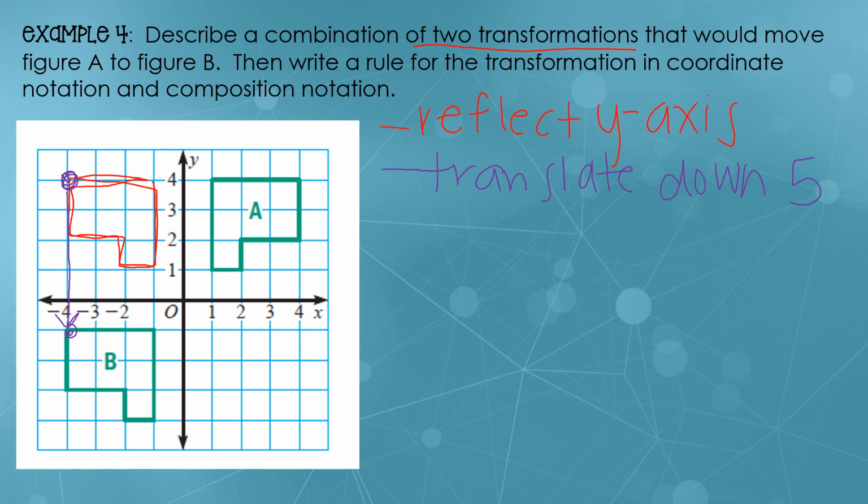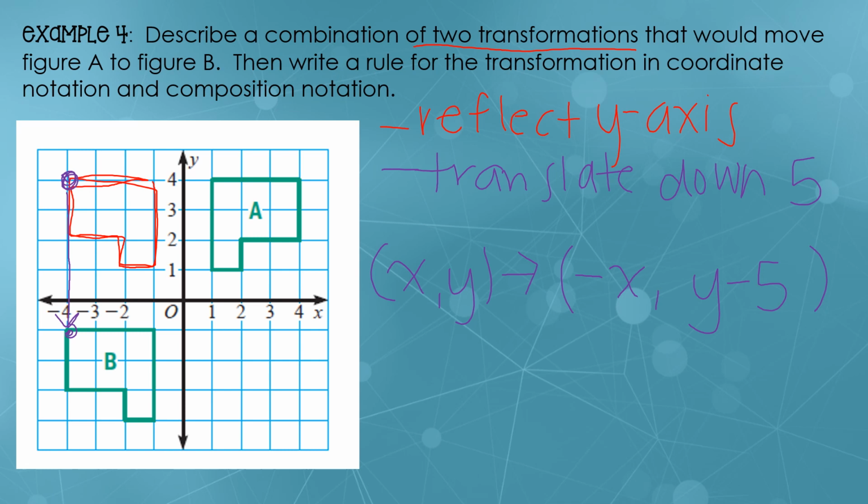So to write the rule in coordinate notation, start with your basic coordinates. If you reflect over the y-axis, the x-coordinate becomes the opposite and the y stays the same. And then if you go down 5, your y-coordinate is going to lose 5. So that would be the rule.